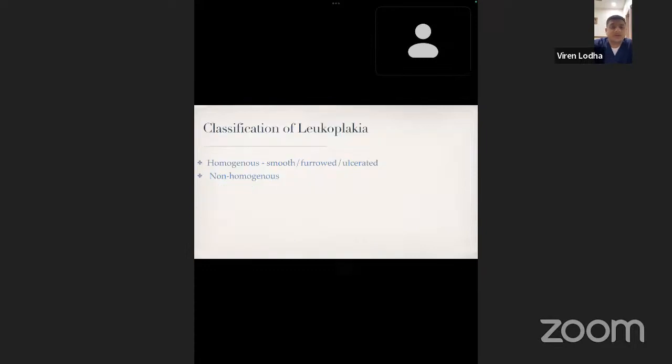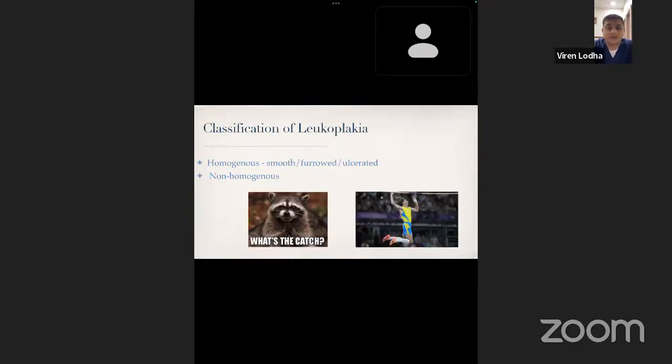Leukoplakia is classified into homogeneous and non-homogeneous, and it was largely believed that the homogeneous variety of leukoplakia is generally reversible. But what's the catch? Are these lesions so straightforward, or do we see them continuously breaking their own barriers?